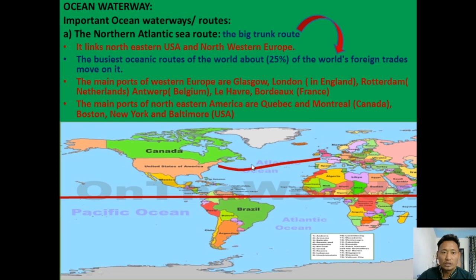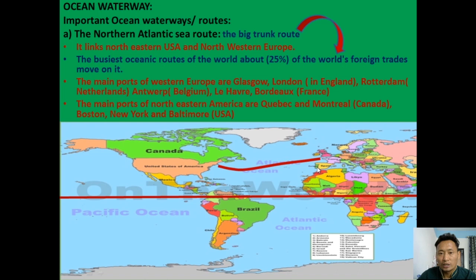This North Atlantic Sea route links the northeastern part of the USA, Canada, and Western European countries. This waterway connects two highly developed regions of the world. The main ports on the European side are Glasgow, London in England, Rotterdam in Netherlands, Antwerp in Belgium, and Le Havre and Bordeaux in France. These are the important seaports on this side.